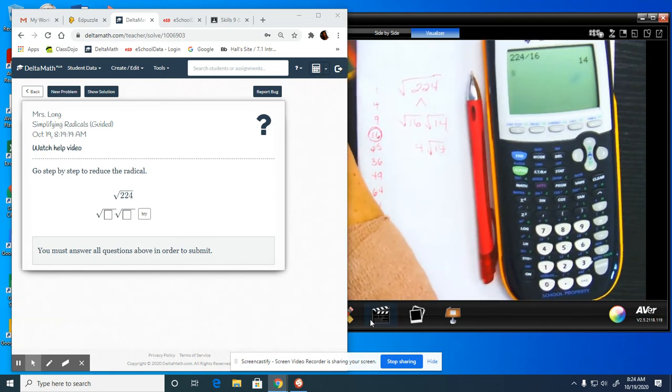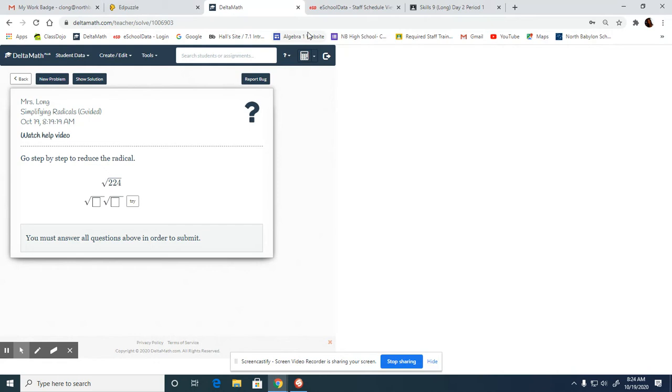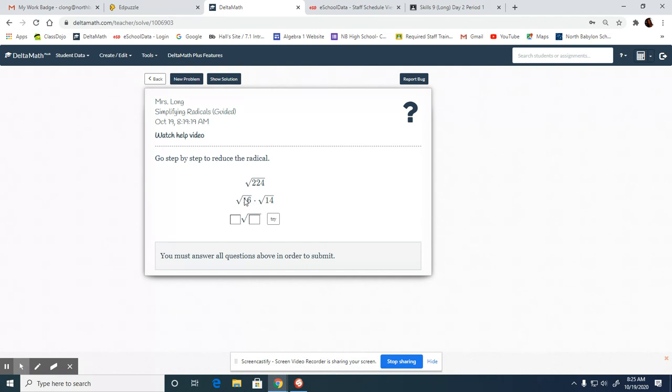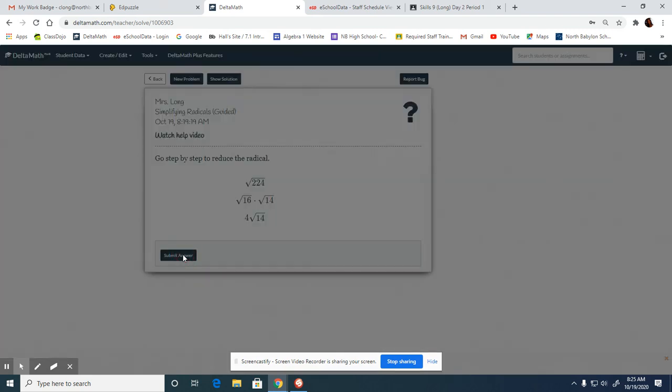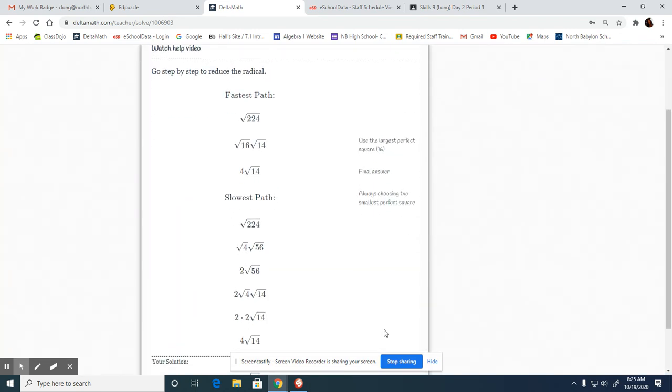Now, when you're doing this on Delta Math, you have to do it guided. It has to go step by step. So I'm going to put our focus onto here now. 224, we know that the number we got here was 16, so you're going to put 16 in that box. And click over here and do 14 and see if it works. It does. And then we take the square root of 16, which we found to be 4. 14 will stay the same. And we're all set. All done. And that's how you do that. Okay?